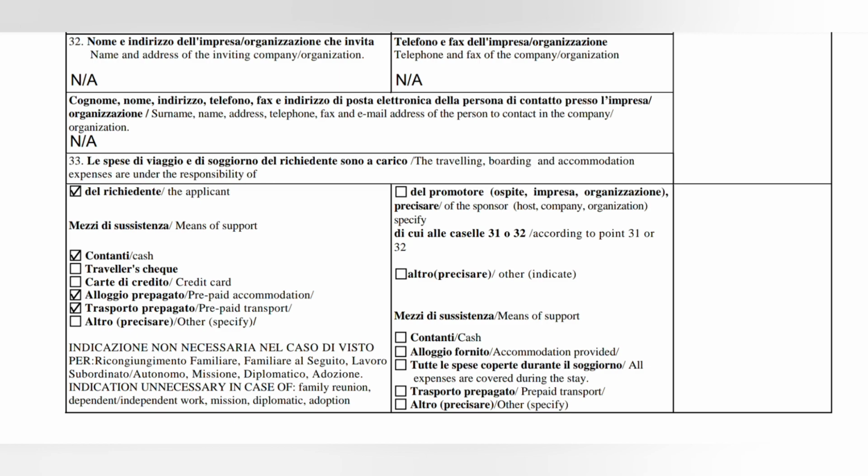So the 33rd, the traveling, boarding, and accommodation expenses are under the responsibility of, of course, the applicant. So ticket, then the means of support. The recommended answers are tick cash, and then tick prepaid accommodation and prepaid transport too, because you have to provide them the proof of accommodation and dummy ticket. So that means that you have prepaid for accommodation and transport. So tick them too. Other than this, you don't have to focus on anything else here. So let's move on to page 3.